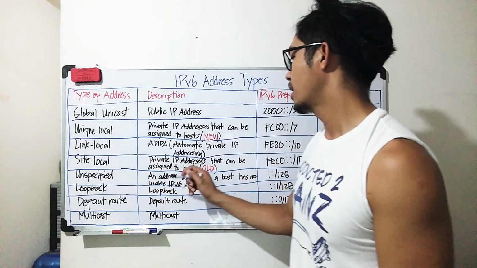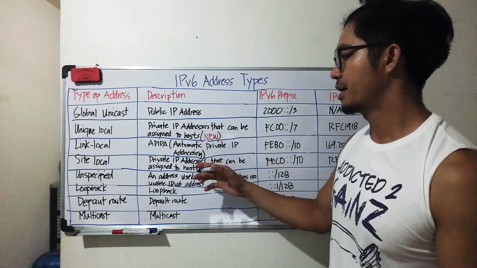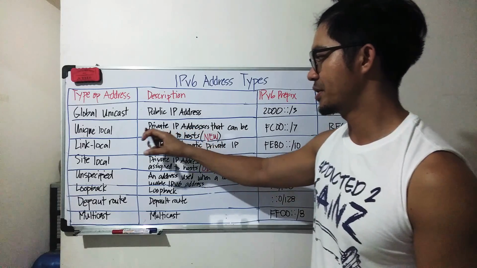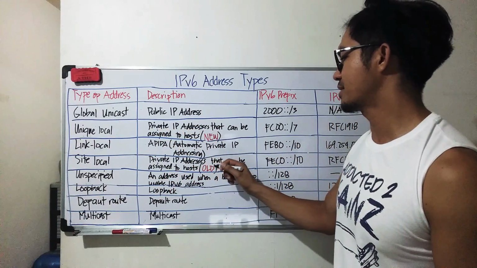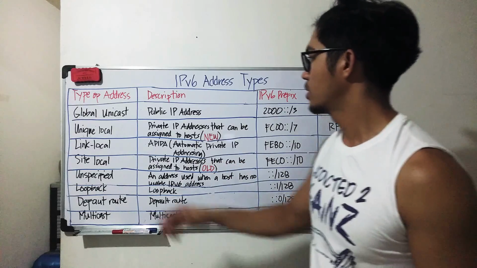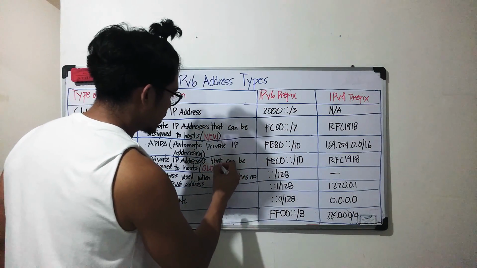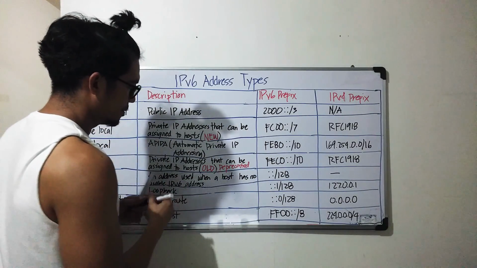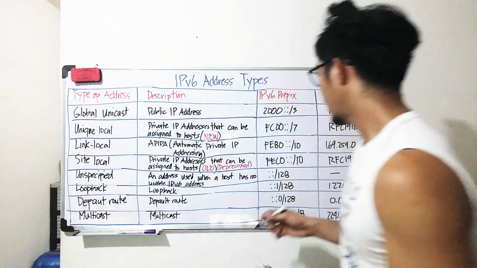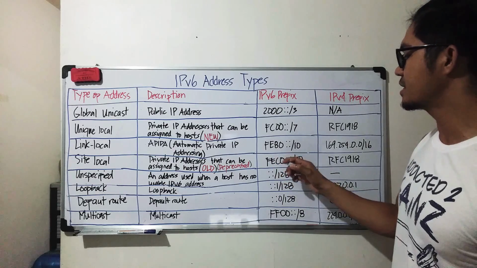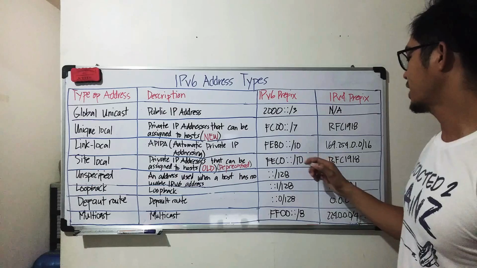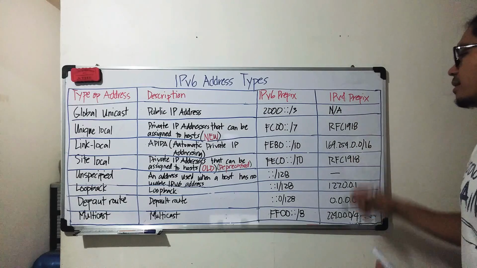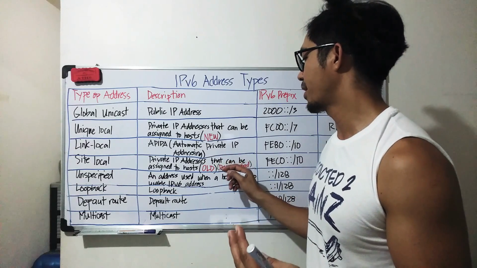Next is site local. This is actually deprecated. It is similar to the private IP address that can be assigned to hosts, just like unique local, but this is already deprecated. So let me just mark it as deprecated. Its IPv6 prefix is FEC0::/10, and similar to RFC 1918 also, just like unique local. But like I said, this is already deprecated.